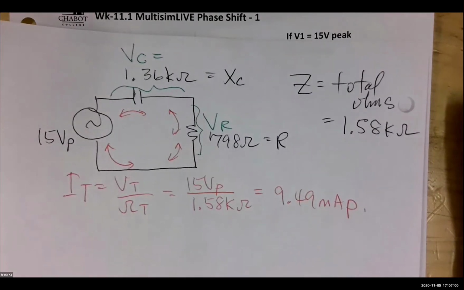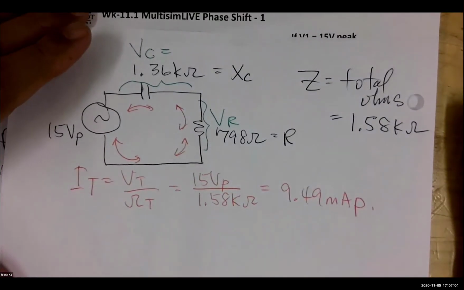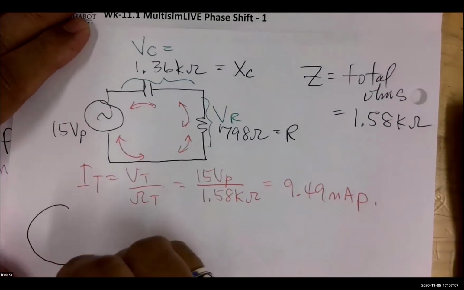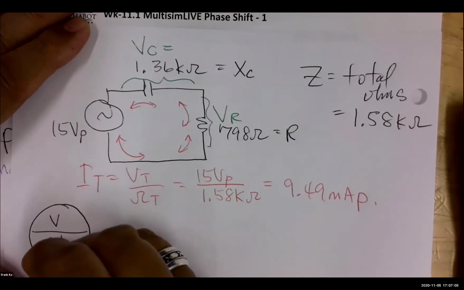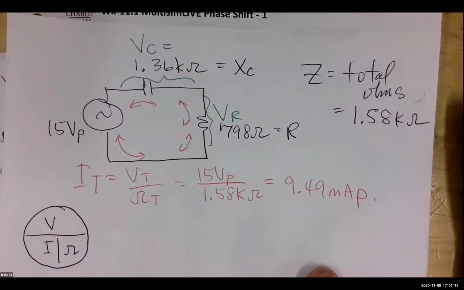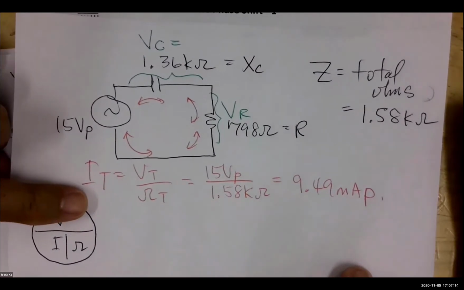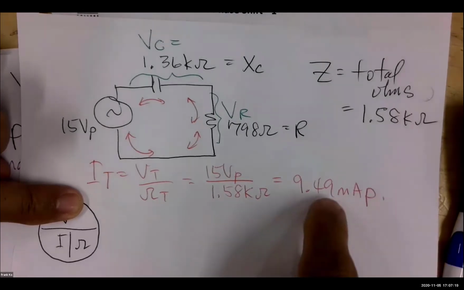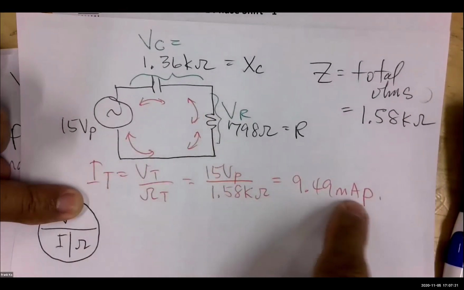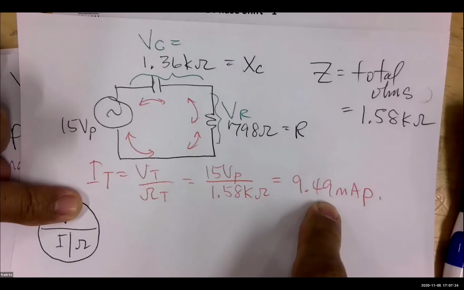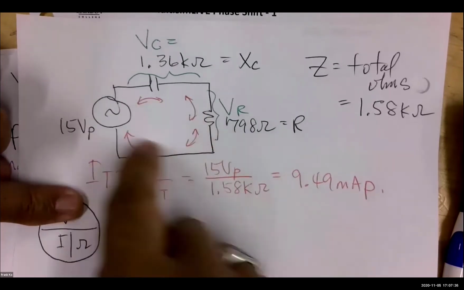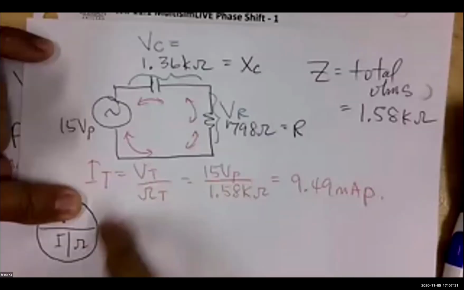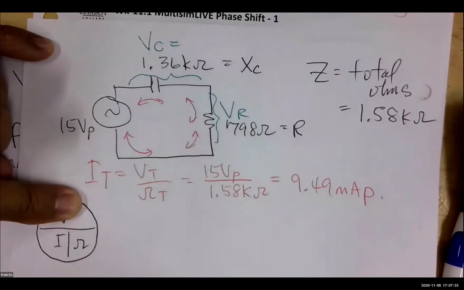How would we go about doing this? Well, same way we've done Ohm's law the past 20 minutes. So if you recall, V, I, ohms, yes? So if I want a V, what do I do? Cover up the V, and so what do I have? I times ohms, yes? Do I have an I moving in the circuit of 9.49 milliamps, class? Yep. This is the current flowing in the circuit. Do I have ohms for each of these components? I have ohms for the X sub C, and I have ohms for this guy.